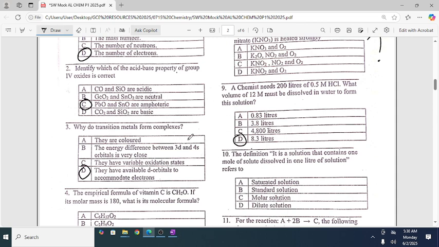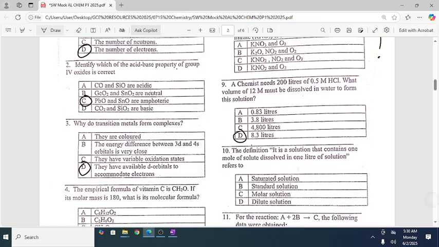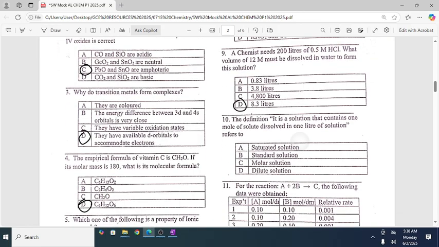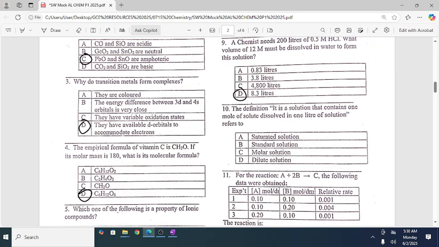Now question 10, the definition: it is a solution that contains 1 mole of a solid dissolved in 1 liter of a solution. That's basically a molar solution. I'm very sure about this. A molar solution is a solution that contains 1 mole of a solid dissolved in 1 dm cube of solution, and 1 dm cube is equivalent to 1 liter.